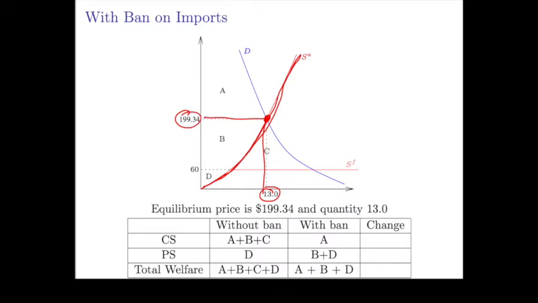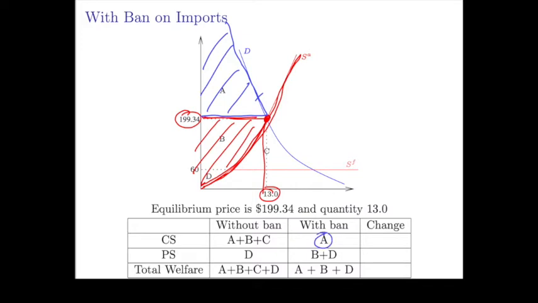Just like before, we can figure out what the consumer and producer surpluses are. The consumer surplus is the area below the demand curve above the new price, so it's just area A. The producer surplus is the area above the supply curve below the new price, so that's areas B and D together. So area A is the consumer surplus, areas B and D together are the producer surplus, so the total welfare is A plus B plus D.